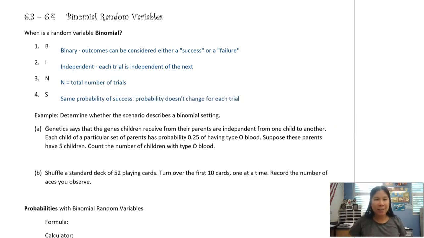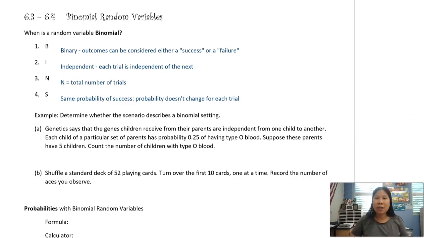And finally, the S stands for the same probability of success. That has to do with the whole independent thing. Because each trial is independent, the probability of success shouldn't be changing from trial to trial. So each repetition that you do should not be changing.